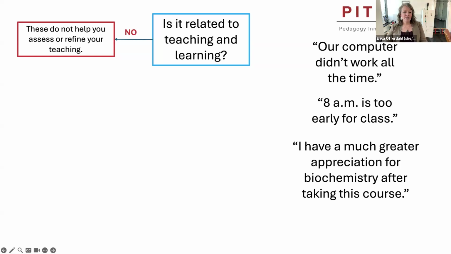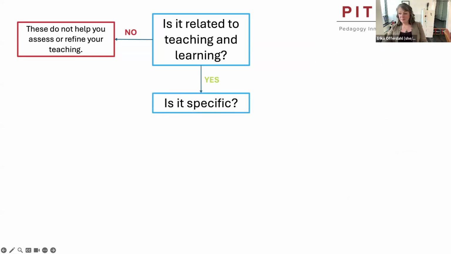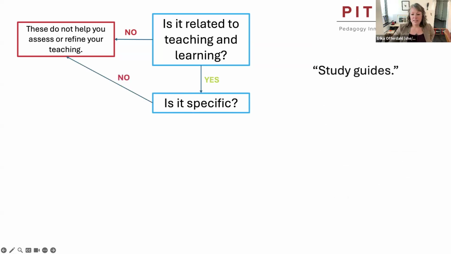The next thing you want to ask yourself is, are they specific? Remember when I said we want to coach our students on the type of feedback they can give us? This is off of my own student evaluations. What's one thing that you would tell this instructor to change? "Study guides." Does that mean make them better? Does that mean make them shorter? What does that mean? It's not specific. So again, that's one that I would set aside.